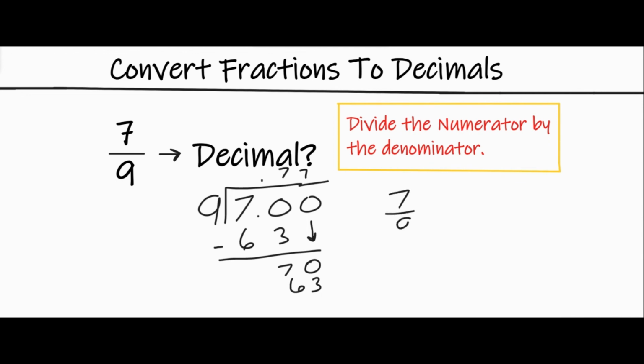So our options are to have 7/9 equal 0.77, and remember, we place the bar over the repeating digit, or I can round. It's going to round up to 0.78, since if I look to the right, that's a 7, which is greater than 5, which says I round up to 0.78.